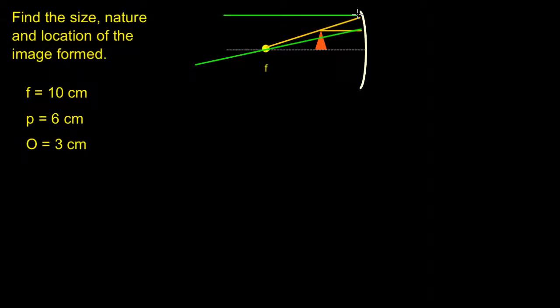So if we extend this one back, go back to there, and if we extend this one out, it'll go back to there. And where those two green lines intersect, those two reflected lines intersect, is where the image is going to be.